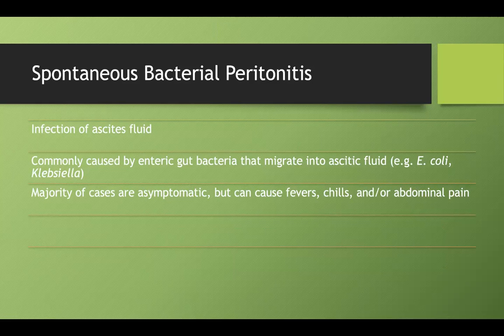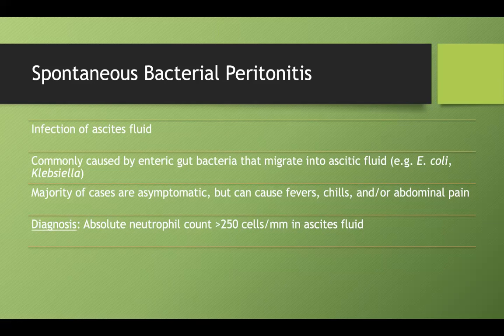And so anytime a known person with liver cirrhosis comes in with a fever, chills, or abdominal pain, you need to have a high index of suspicion for SBP. And you can diagnose it by, like I said before, doing a paracentesis where you just drain out a bunch of that fluid.